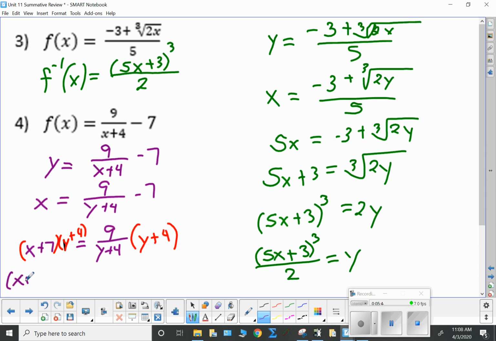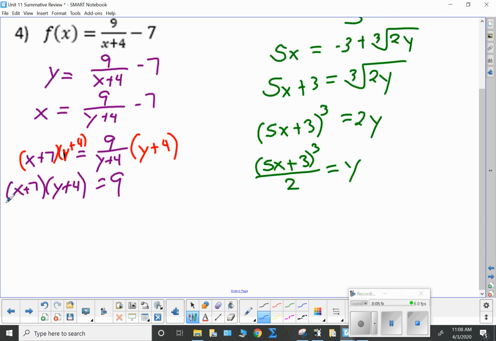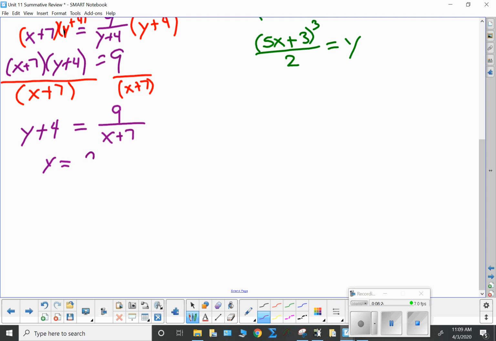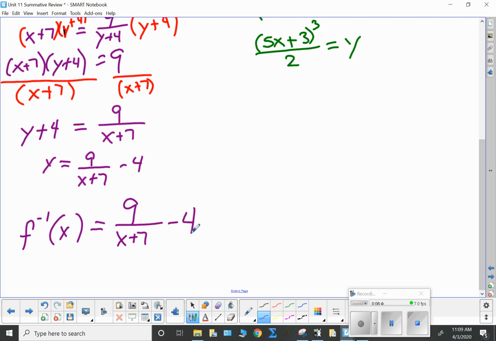So over here, I've got x plus 7 times y plus 4 is just equal to 9. I'm not going to multiply this out and do all kinds of crazy stuff. What I am going to do is divide this side by x plus 7 and divide this side by x plus 7. Now I have y plus 4 is equal to 9 all over x plus 7. If I subtract 4 from both sides, y will be equal to 9 over x plus 7 minus 4. This means that the inverse function of x is equal to 9 over x plus 7 minus 4.